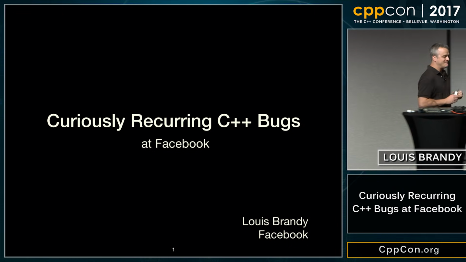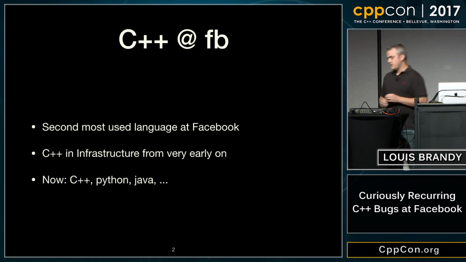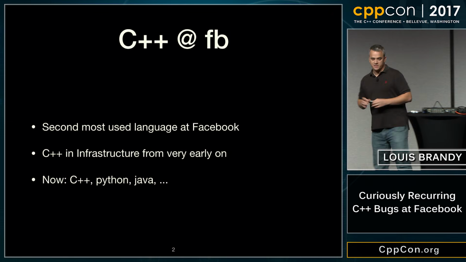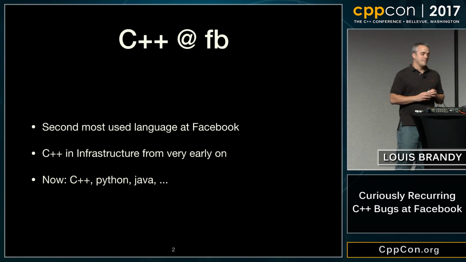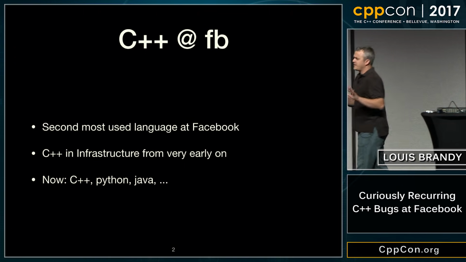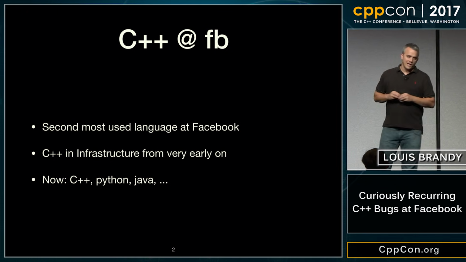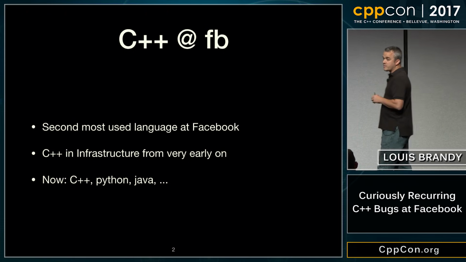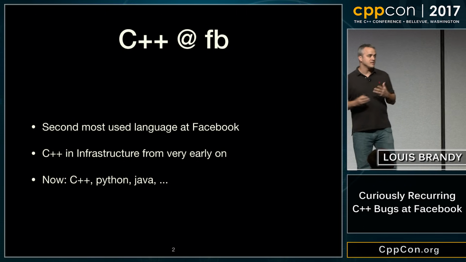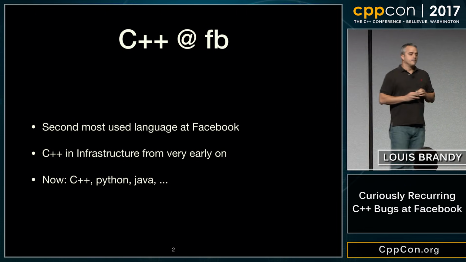I want to give a tiny bit of context before, just to give you some background on why I have opinions on recurring bug patterns. One of the questions I've been getting since I came to CppCon is, does Facebook actually have a lot of C++? Don't you guys just use PHP? It turns out we have an enormous amount of C++. We've had enormous amounts from effectively the beginning. Facebook infra has been built on C++ effectively from the beginning.